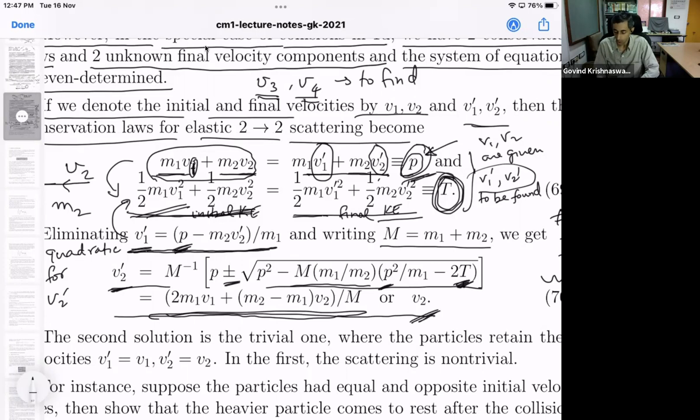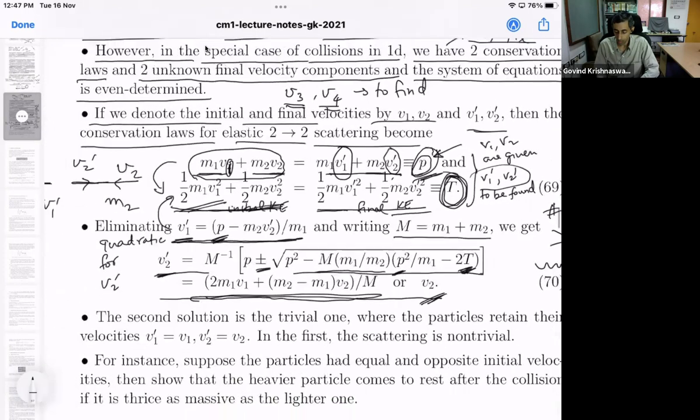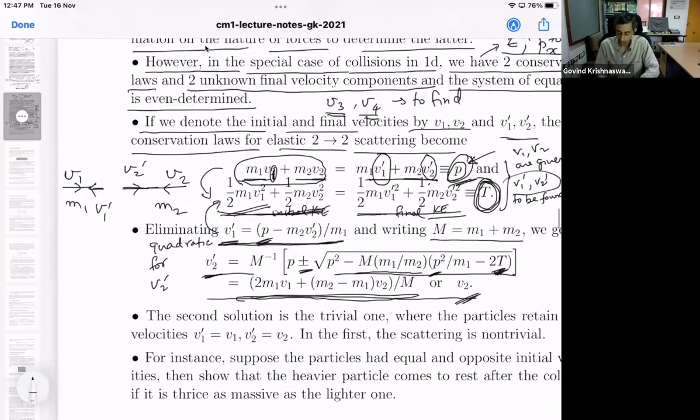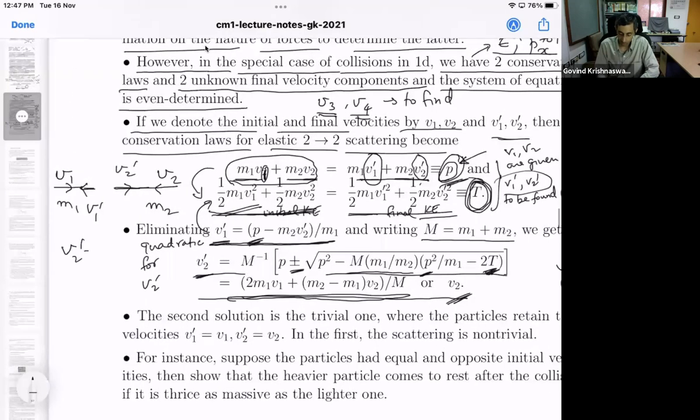Okay. So let us first discuss the second case. That is, if V2 prime is equal to V2, then V1 prime is also equal to V1. You just look at this formula and put it there. You will discover that V1 prime is equal to V1. So one possibility that we have discovered is that the particles basically retain their velocities. So the equations admit this trivial solution.